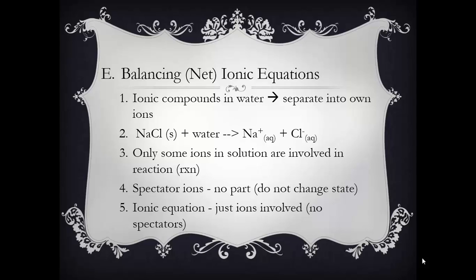Okay, next up is writing the net ionic equations. So net ionic basically just means you only care about the ions that actually change in the reaction. So when you put something in solution, you have ions. Some ions don't react and some ions do. The ones you care about are the ones that do. The ones that don't are called the spectator ions. Just like spectators in a sporting event, they're just there to cheer them on. They're like, "Yay, go ions!" And then you have the ionic equation, just the ions that are involved.